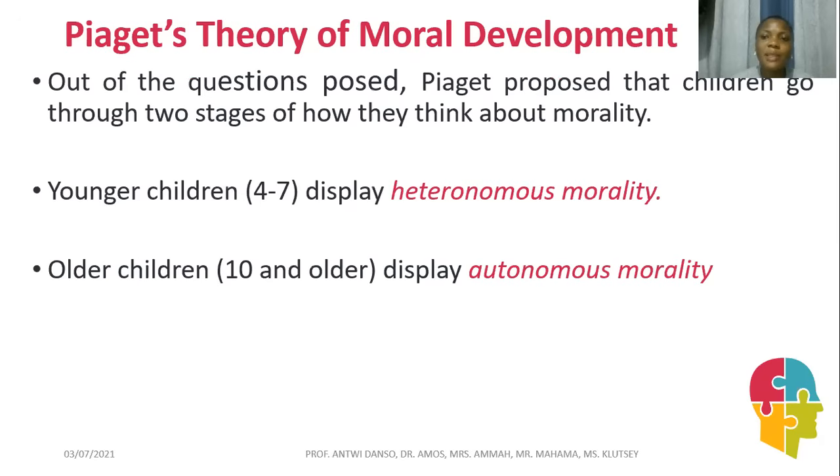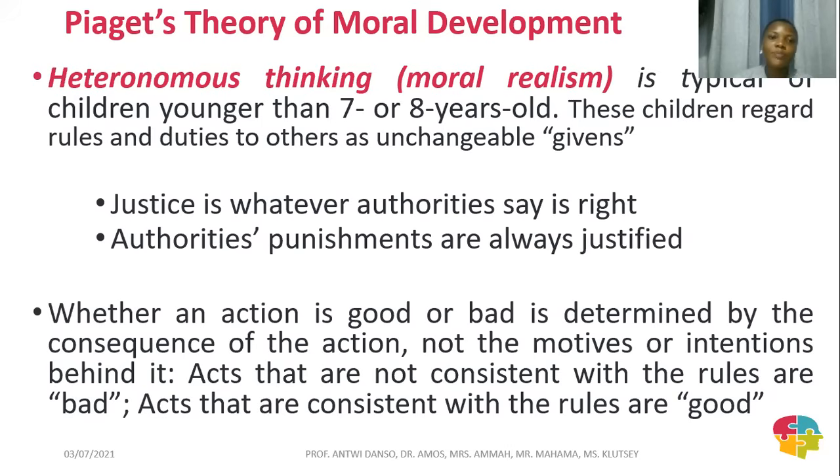Piaget proposed that children go through two stages of how they think about morality, that is, what is right and wrong. He calls one heteronomous morality and the other he calls autonomous morality. Heteronomous morality is for younger children below the age of 7, usually between 4 to 7 years. But children older than 10 display autonomous morality. So let's take heteronomous morality.